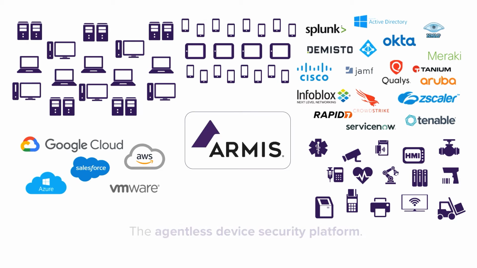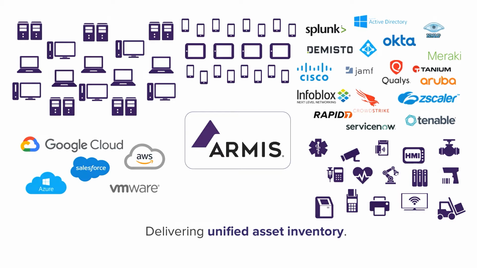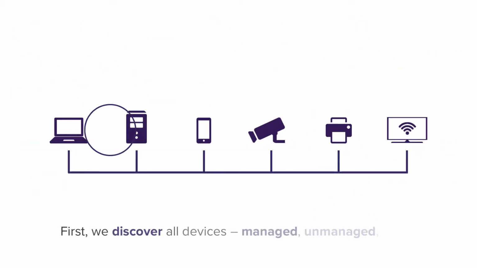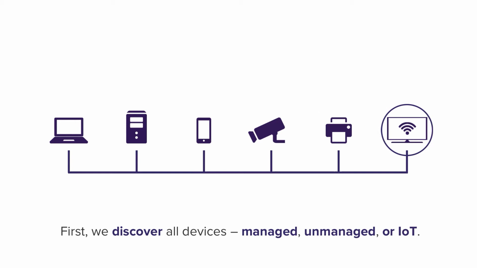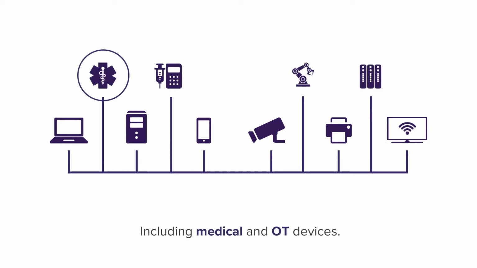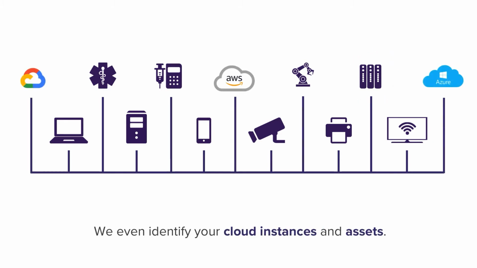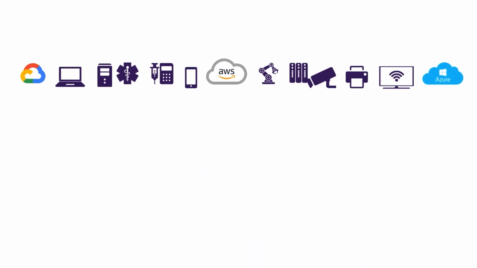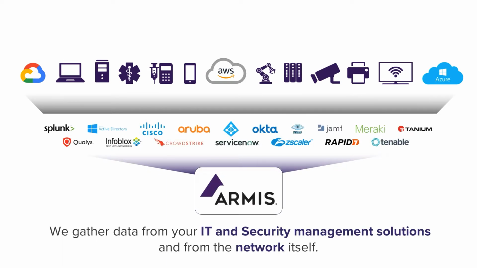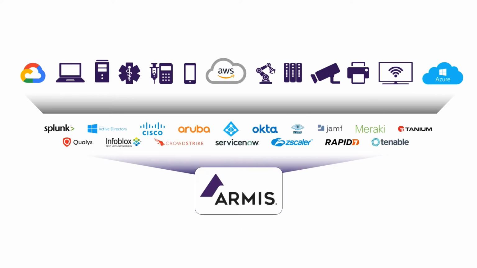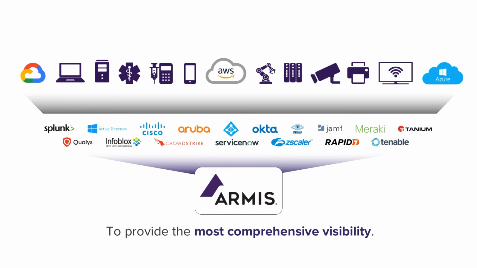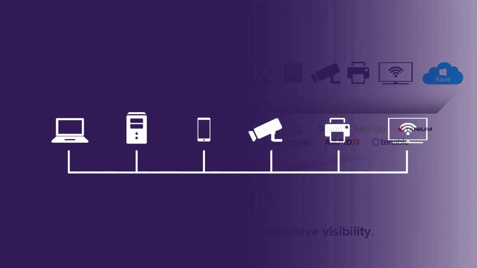The Armis agentless device security platform delivers unified asset inventory and does three important things. First, we discover all devices in your environment: managed, unmanaged, IoT devices, including medical and operational technology devices. We even identify your cloud instances. We gather data from your IT and security management solutions and from the network itself. This provides the most comprehensive visibility of devices you've ever seen.